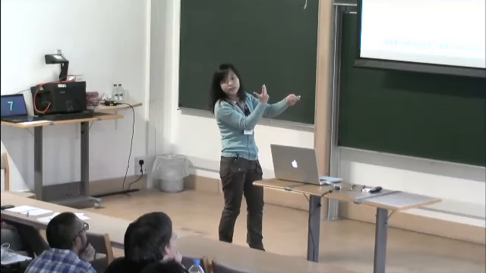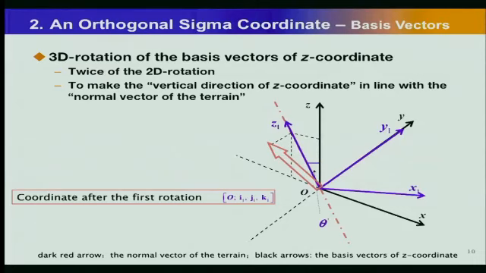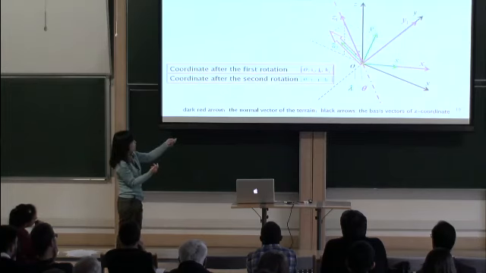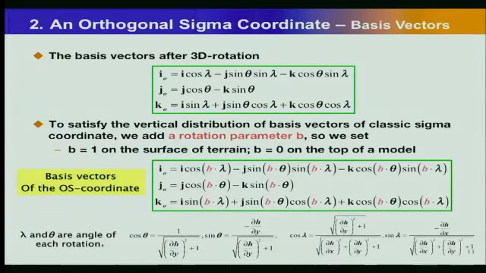Then we do the second rotation. We fix the x1 axis, and then we rotate it until the z1 axis is in line with the normal vector of terrain. Then we got the blue pair of basis vectors, which is what we need. And after the 2D rotations, there are two rotation angles. And using these angles, we can resolve the basis vectors after the 3D rotation we did on the last slide.